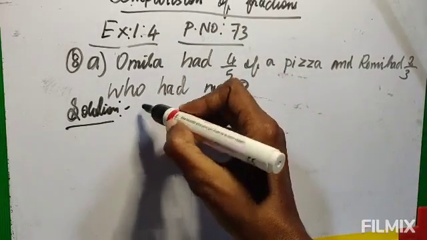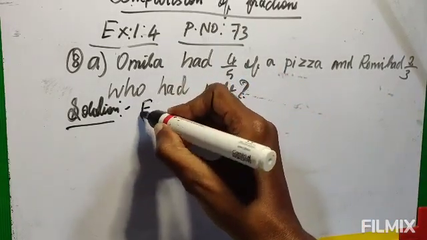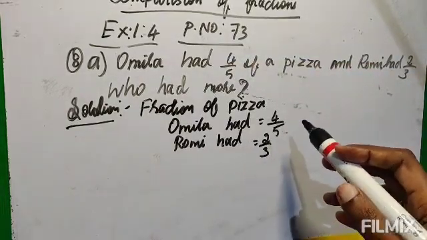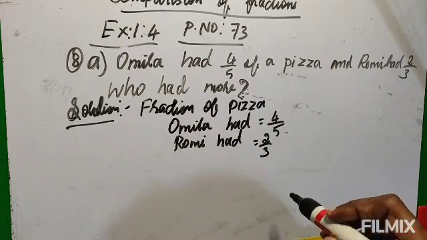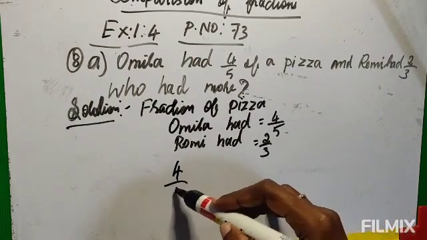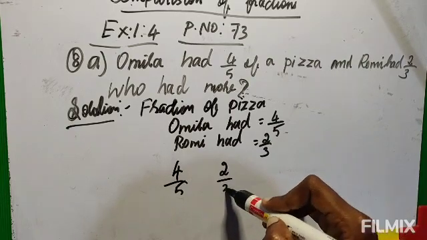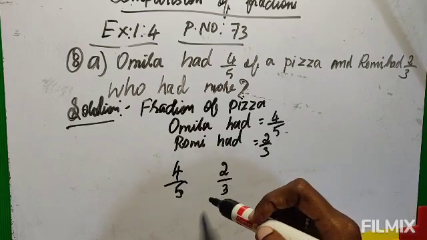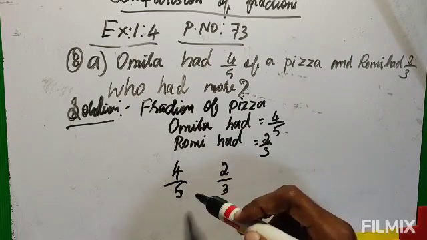Solution. Fraction of pizza Omila had is 4 by 5, Romy had 2 by 3. So you have to compare now 4 by 5 and 2 by 3. Listen here, the denominator is different and the numerator is different. So when both are different, you cannot compare.